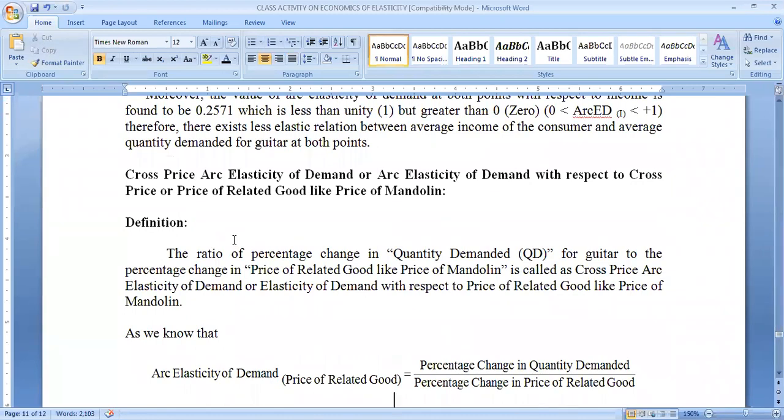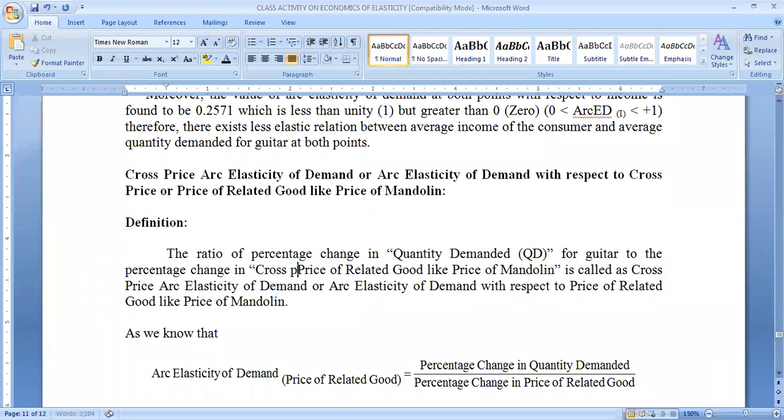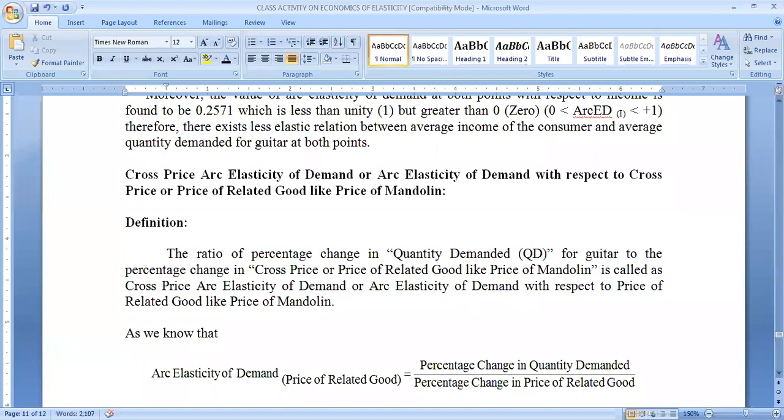The ratio of percentage change in quantity demanded for guitar to the percentage change in price of a related good like price of Madeline is called cross price arc elasticity of demand, or arc elasticity of demand with respect to cross price, or price of a related good like price of Madeline, right?